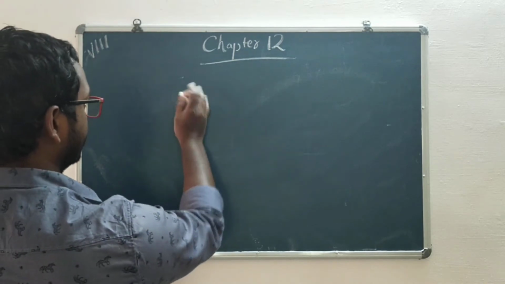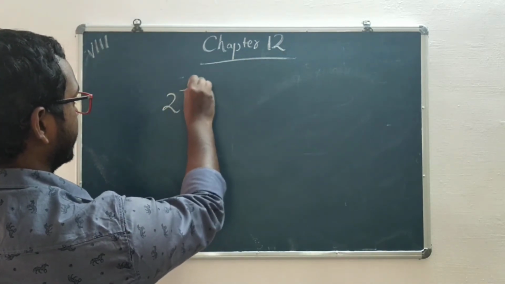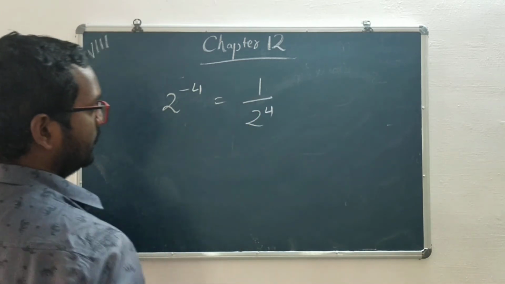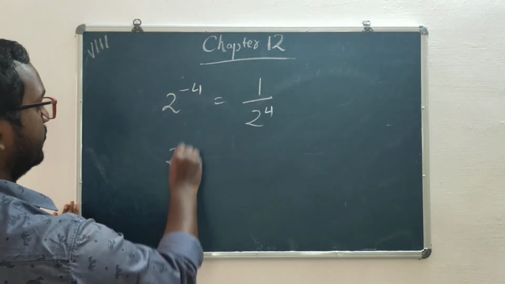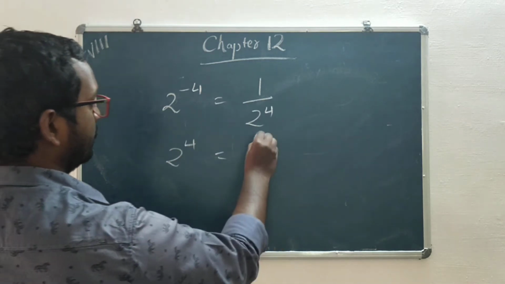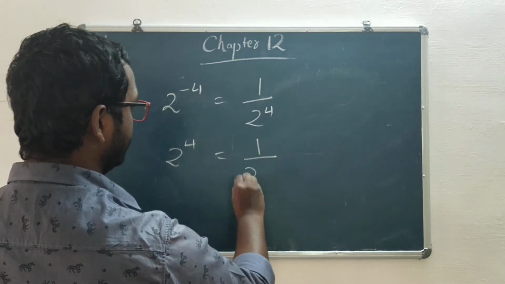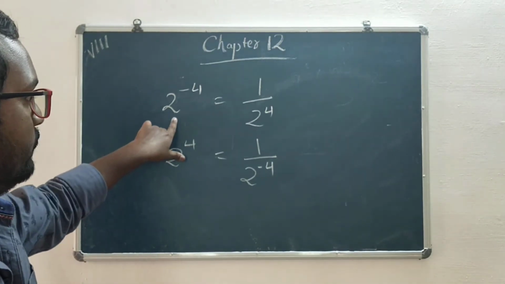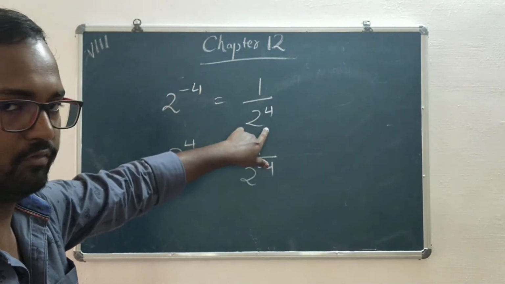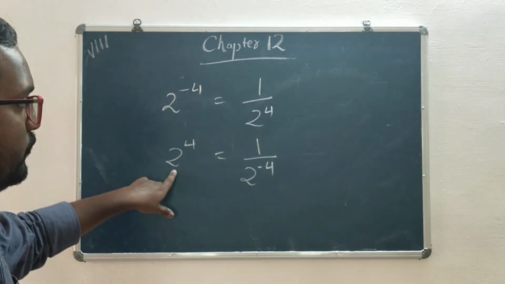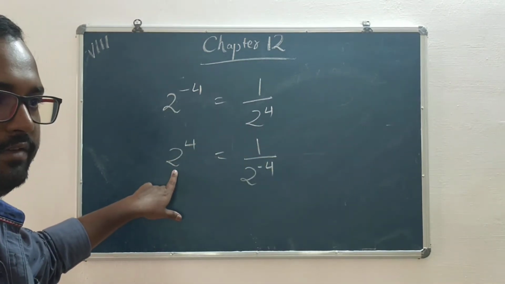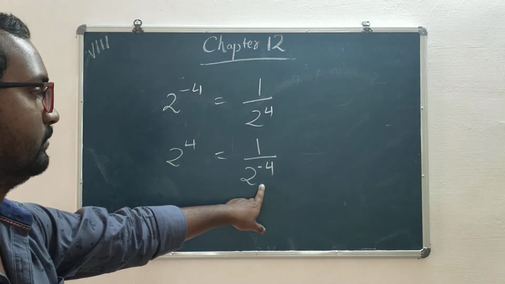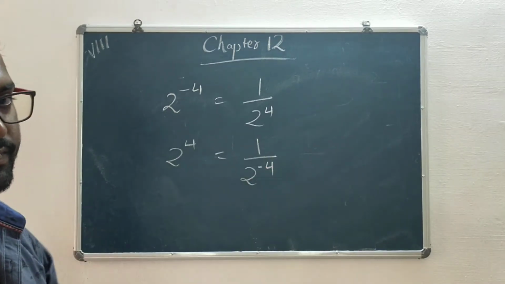See, the multiplicative inverse of 2 power minus 4 is 1 by 2 power 4. The multiplicative inverse of 2 power 4 is how much? 1 by 2 power 4, which is 2 power minus 4. If it is already positive, then the multiplicative inverse will be 1 by 2 power 4, or 2 power minus 4.